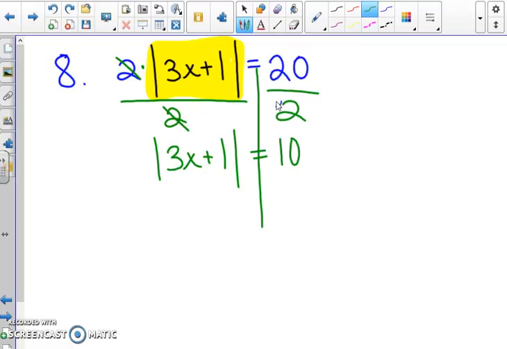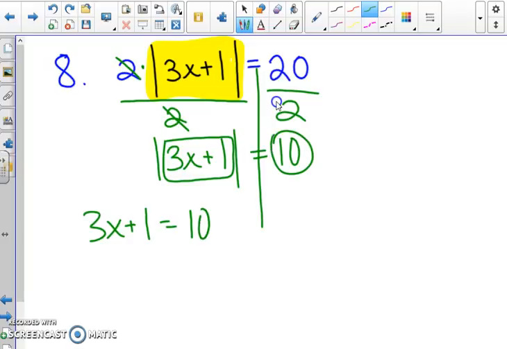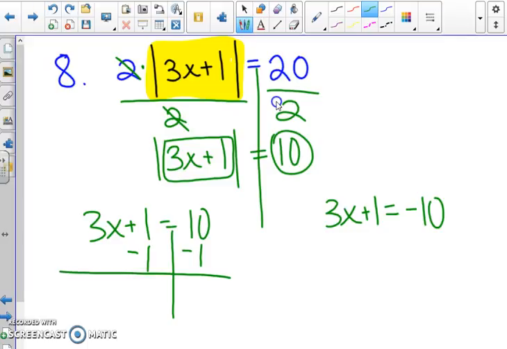Now we have the absolute value by itself, and we can take whatever's inside of it, 3x plus 1, and set it equal to the positive number on the right side, and set it equal to the negative version of that number. Let's solve both sides of the equation.